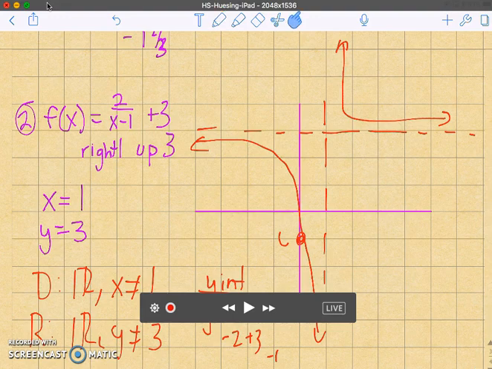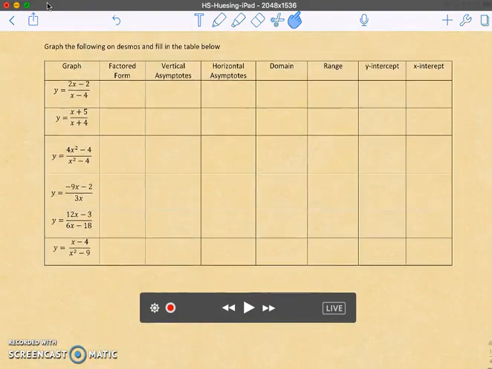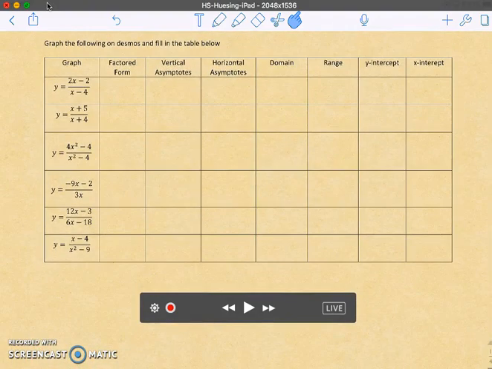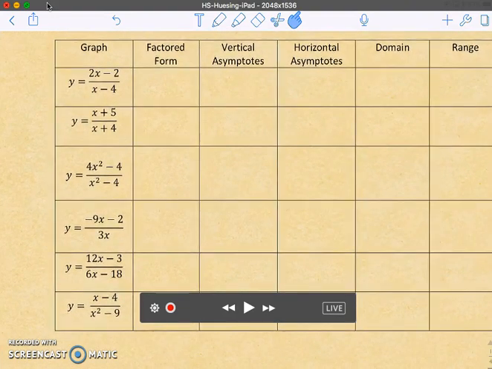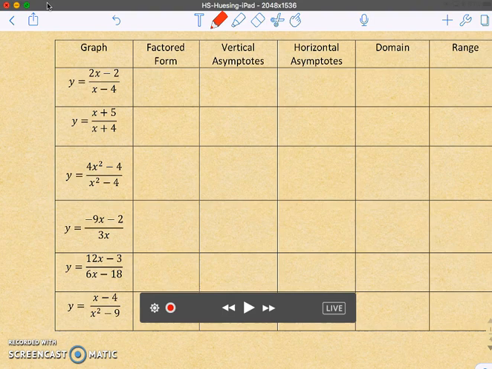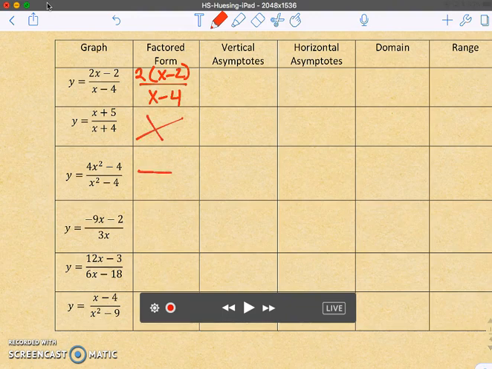So now what we're going to do is take a look at some that are a little bit more complicated. You're going to paste this into your graph and into your notebook, and the first thing it says is to factor this. So for example, this top one, we can factor out a 2. So it would be 2, x minus 2, x minus 4. This one can't be factored.